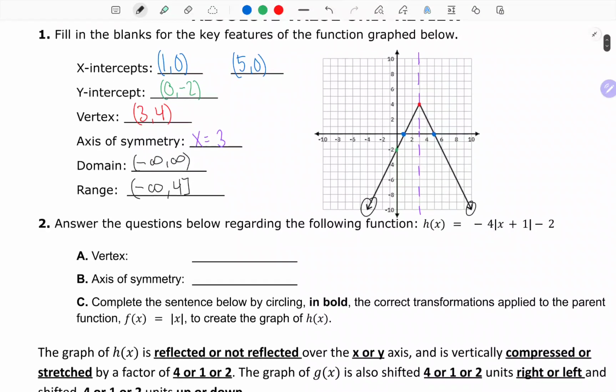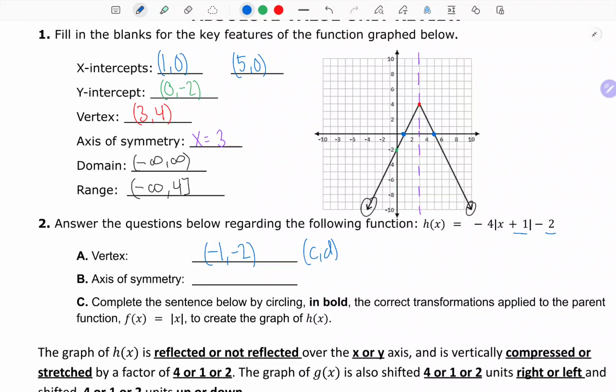All right, number 2, answer the questions below regarding the following function. So -4|x + 1| - 2. The vertex. So the vertex comes from inside the absolute value, h, and that value k right there. So h is -1. And k is -2, because it is what it is. Sorry, I think we called it C and D.